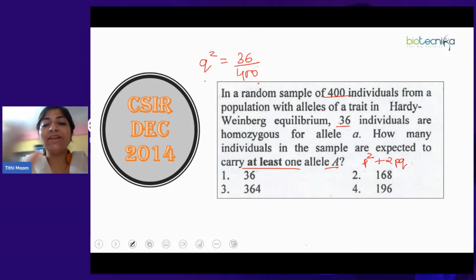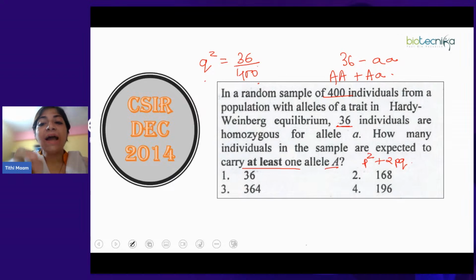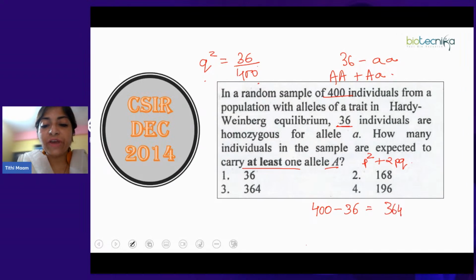The easiest way: it is clearly mentioned that 36 individuals are the ones having the small a genotype. So if you remove homozygous recessives from the population, what are you left with? You are left with homozygous dominant plus heterozygotes, right? And the question is asking you to calculate that number only. So how many individuals are expected to have at least one capital A allele? It's very simple. It will be 400 minus 36, so 364 individuals.